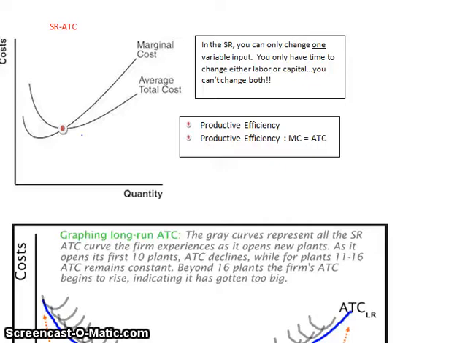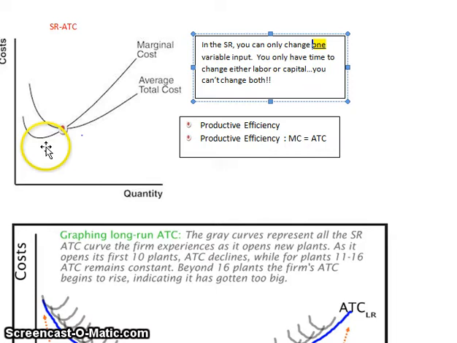In this screencast, I am going to talk about the difference between the short-run ATC, or the short-run average total cost curve, and the long-run ATC. First off, let's remind ourselves about the definition of the short run. When we're talking about the short run, you can only change one variable input. So the firm has the chance to either change the amount of labor that they're using, or they could change the amount of capital, but they can't change both.